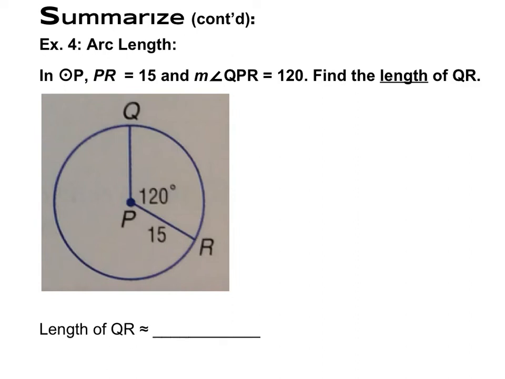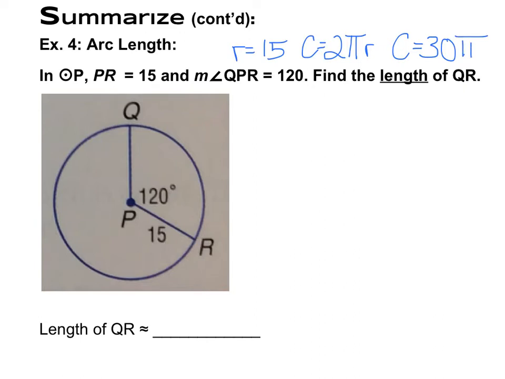Okay, this is the last video in our series of videos for 6B, and we're going to be shifting gears a little bit to talk about arc length right now, guys. In the diagram that you see here in circle P, we're told that PR, which is our radius, is 15. And so if the radius is 15, then we can use our circumference equals 2 pi r formula to get that our circumference is 30 pi. Hopefully you can remember that from the last video, how to do that.